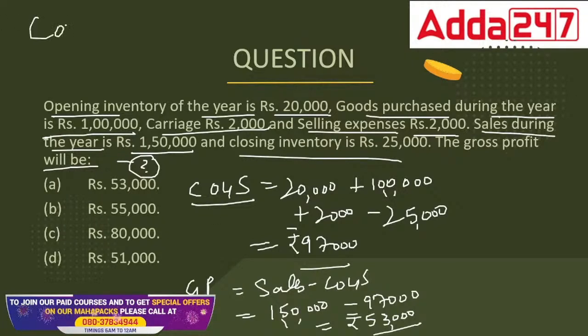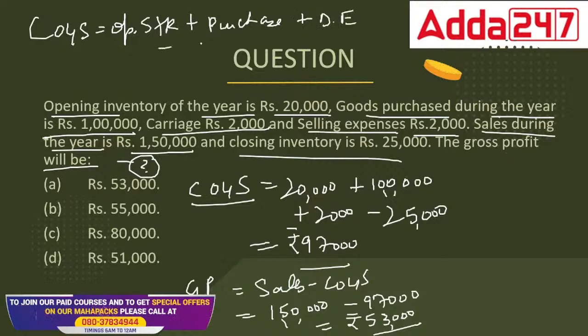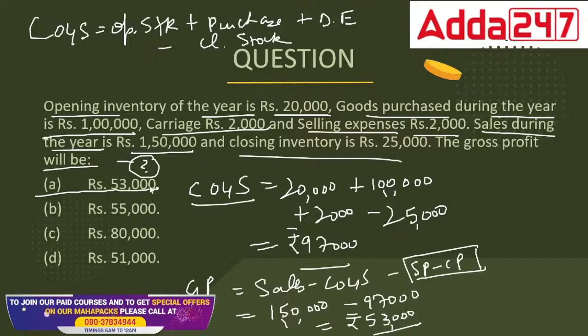How do we calculate the formula of COGS? COGS is equal to opening stock plus purchases plus any direct expenses minus the closing stock. And whatever our gross profit would be, we will use sales minus COGS, because in this case we have our selling price minus our cost price. So the answer should be 53,000. All the formulas you should note down, or you can keep a screenshot of it, because these are really important. This kind of question can definitely be asked in the examination.